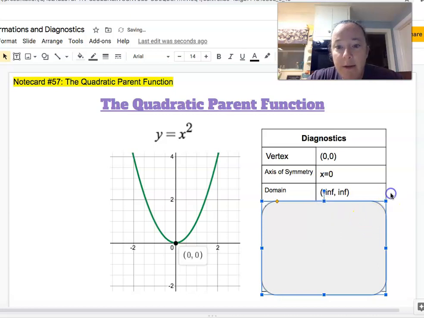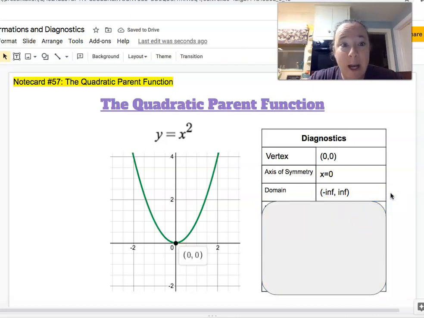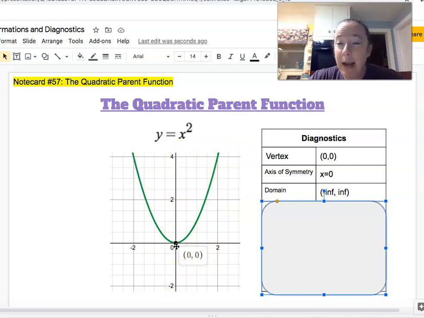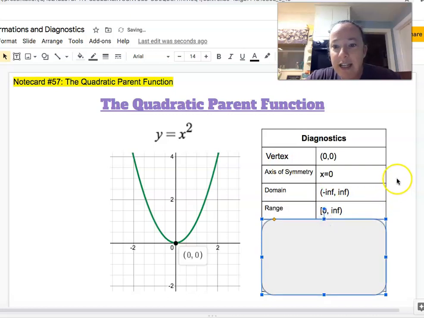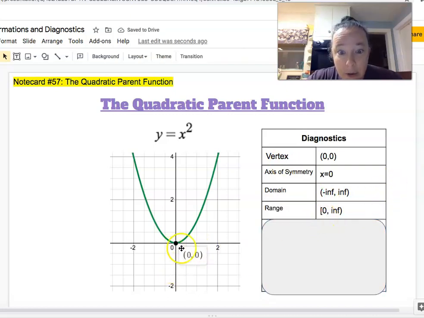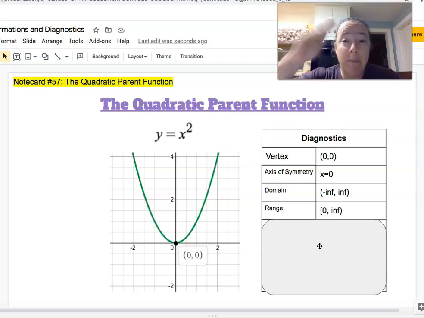Now, what's the domain? Well, for any parabola that opens up or down, the domain is negative infinity to infinity. Now, what's the range? If we were to smush this graph to the y-axis, what would be covered? Remember the range, we go bottom to top. So the bottommost y value is 0, and the topmost y value is infinity, because it keeps going forever. So your range is bracket 0 to infinity. Now remember, range is the only diagnostic that you use the y values, okay? And it's the only diagnostic that you look from bottom to top.